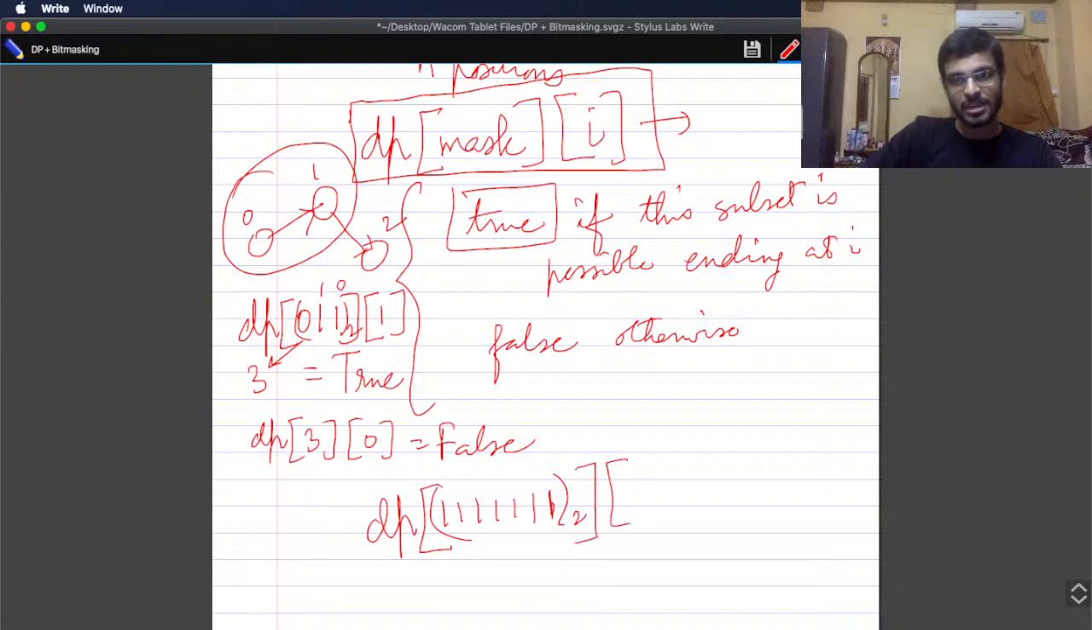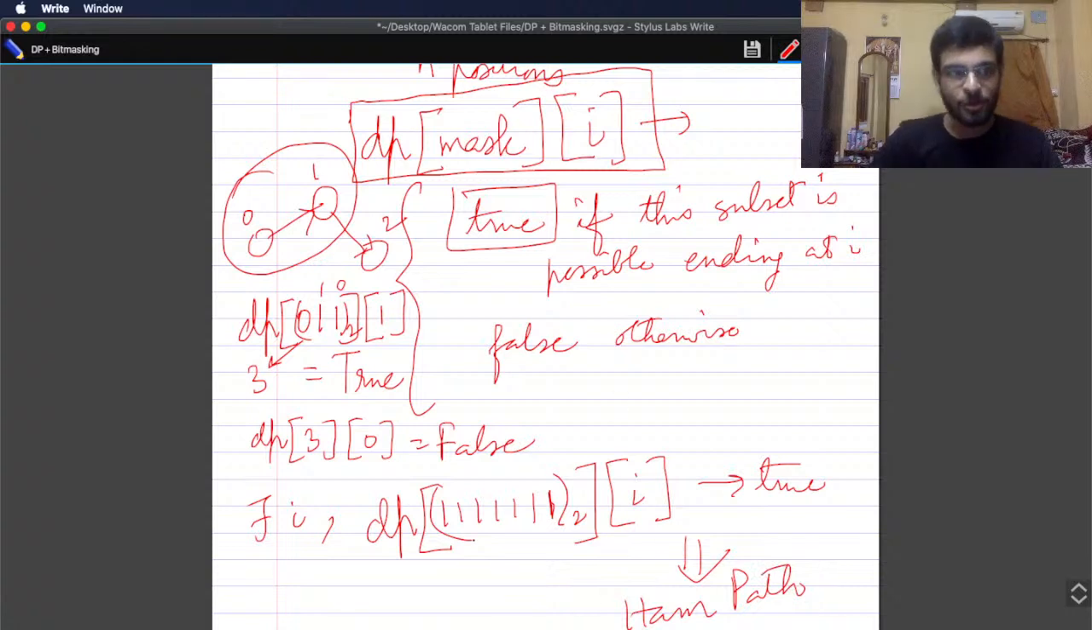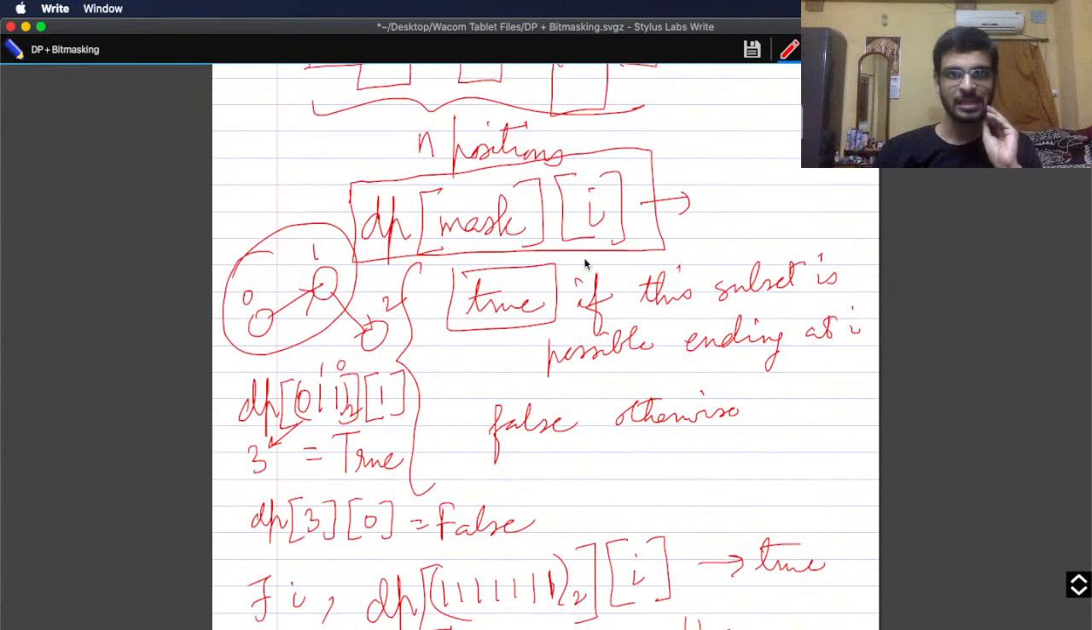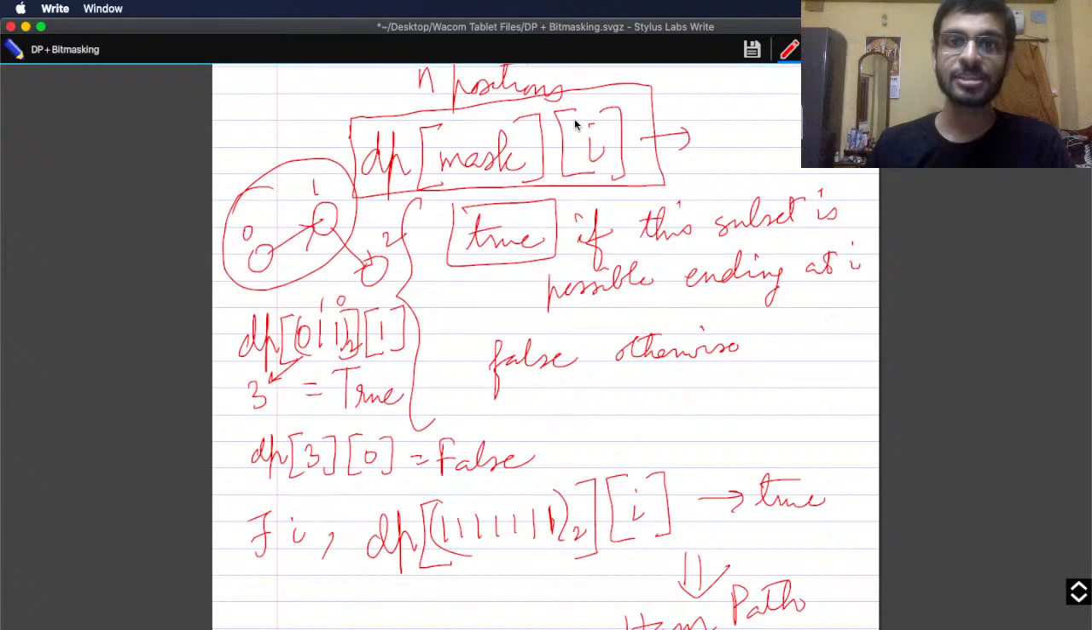What do I need? That for any particular I, this has to be true. Like, there exists an I for which this is true. Then I can say that there is a Hamiltonian path. Make sense? If the entire subset of points is covered, and if I can cover a certain subset, and that subset represents a path which ends at I, if it is possible in the graph, then it will be true.